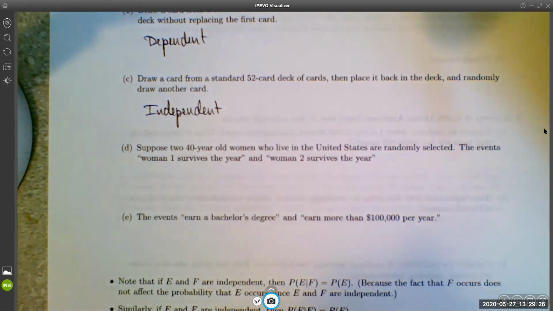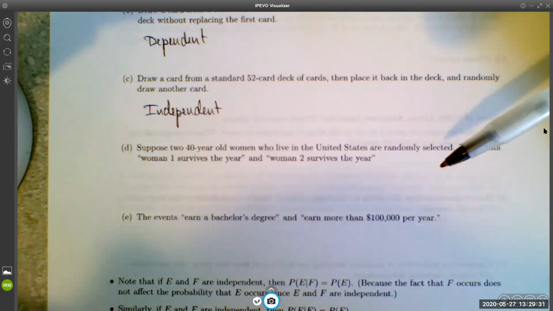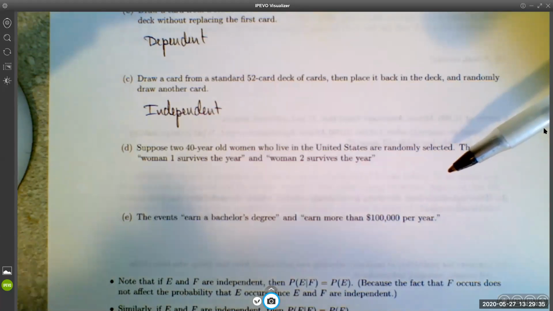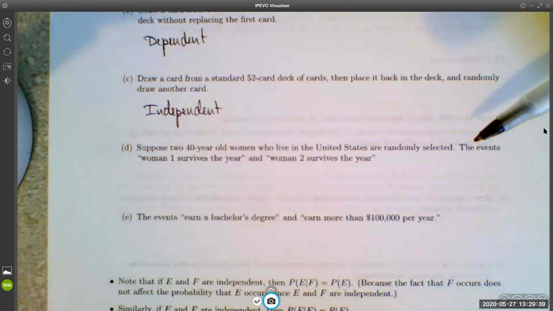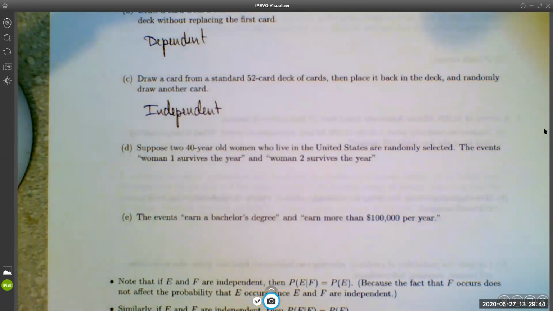So anyway, part D says, suppose 2 40-year-old women who live in the United States are randomly selected. The events woman 1 survives the year and woman 2 survives the year. This particular section, for some reason, has a lot of examples in it that are pretty morbid. So anyway, you just have to bear with me. But anyway, so the events woman 1 survives the year and woman 2 survives the year.